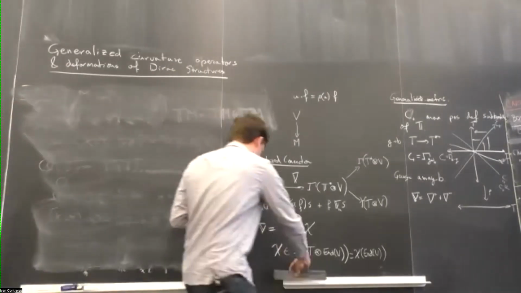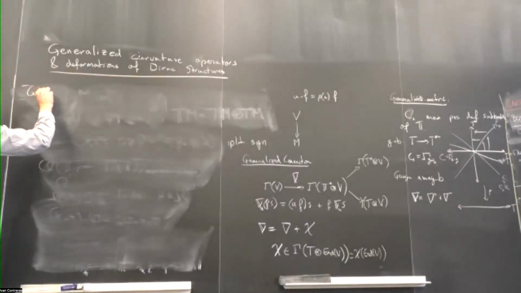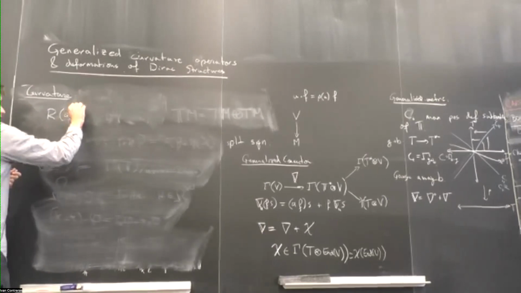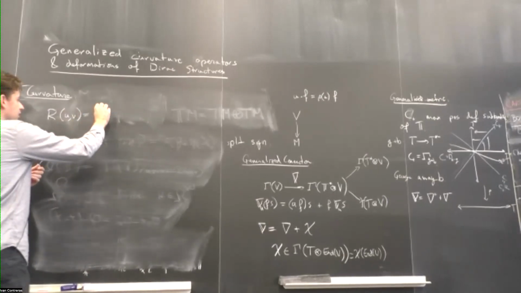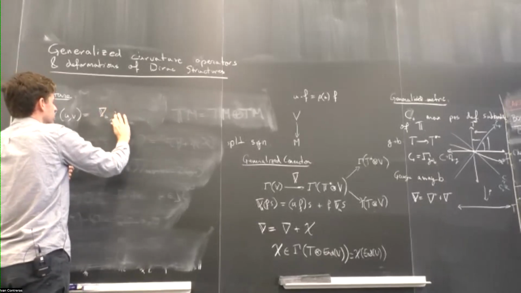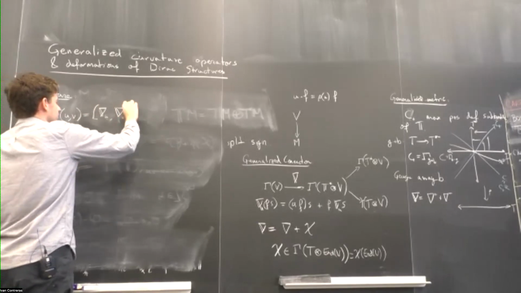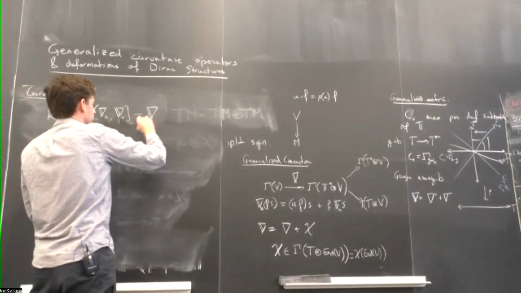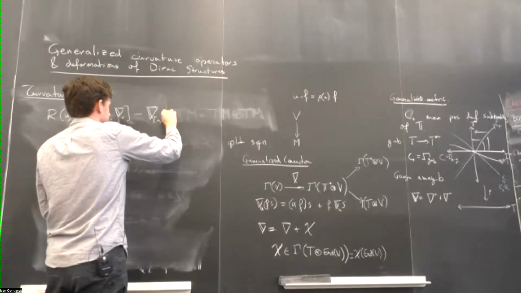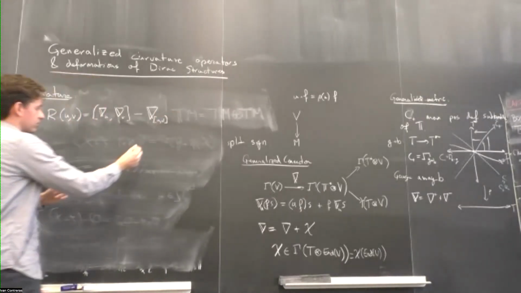So what can you do once you have a connection? Well, you take its curvature. And the naive formula is just the failure of this action, this lifted action, to be a Courant action, if you like, to respect the Courant bracket. And this is the Courant bracket.